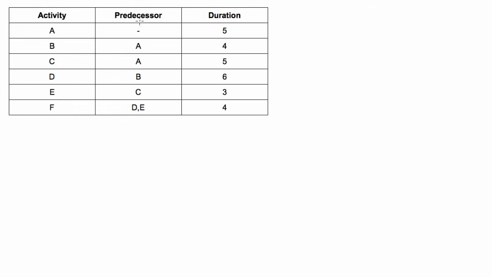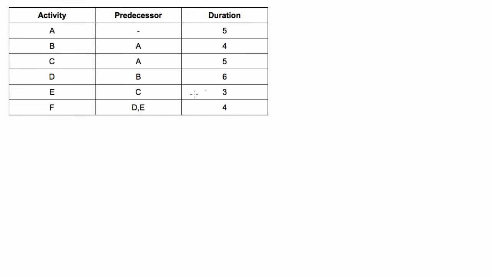In the logic here, we know that activity A happens at the very beginning of the project because there's no predecessor. And then activities B and C can only start once activity A is done, and then so on. So activity D can start once B is done, E can start once C is done, and F can only start once D and E are both done.